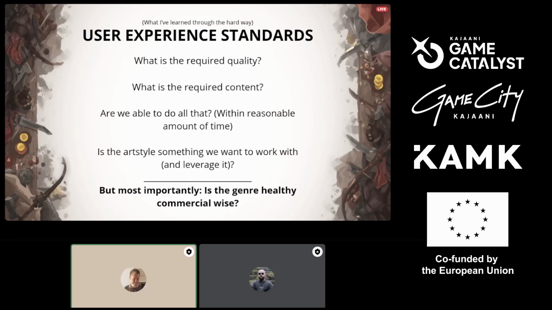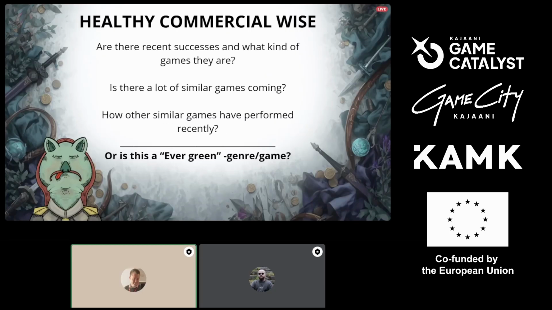And most importantly, is the genre healthy commercial wise? But what does that mean? So healthy commercial wise, are there recent successes, and what kind of games are they? Recent successes basically means everything, let's say, from a year to a couple of days past. Are there games that have been successful and what kind of games have they been? Because those are your reference points in what you need to be making to make successful games. Because if you make everything below that, you're most likely making an under-quality game.